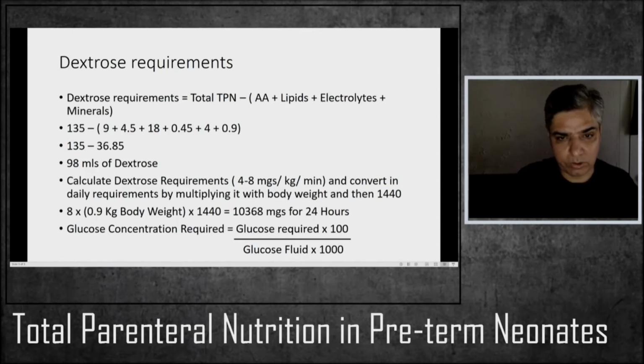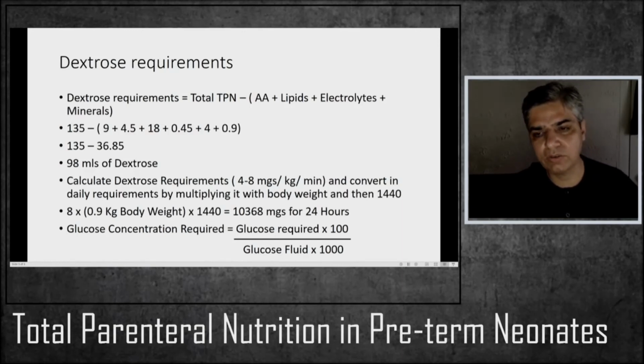Now this is the requirement per minute, so we have to calculate this milligrams of dextrose required per minute over 24 hours. So what we do is we multiply it by body weight, and then we multiply it by 1440, because there are 1440 minutes in 24 hours, like 60 into 24, that comes out to 1440.